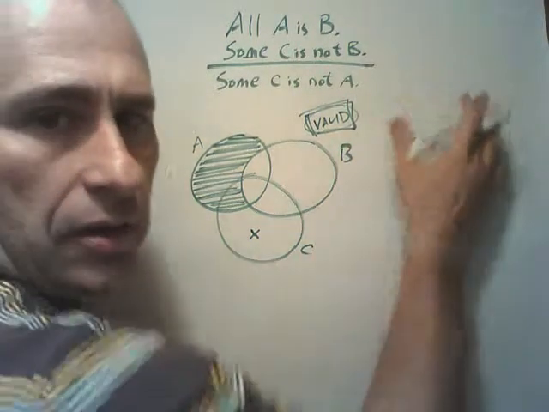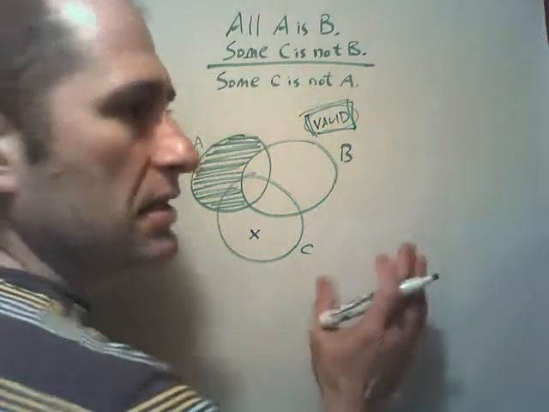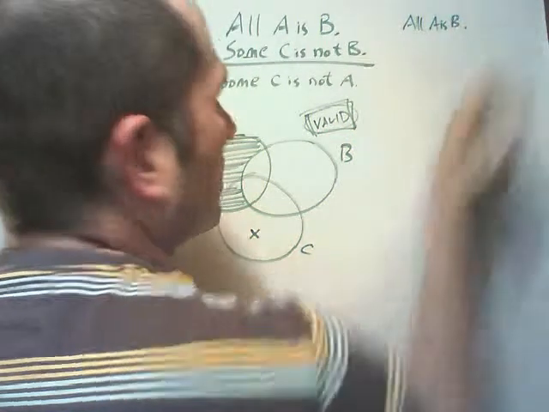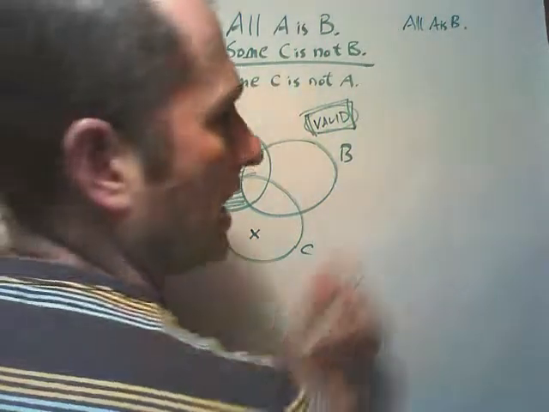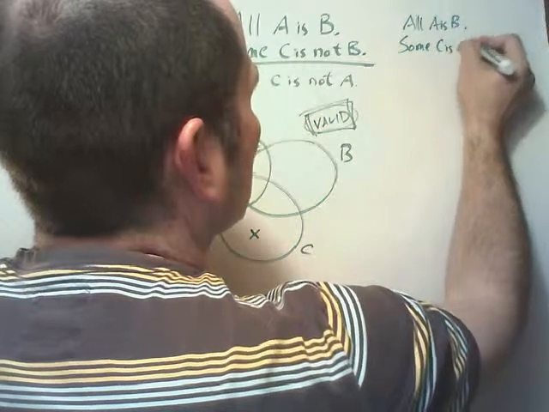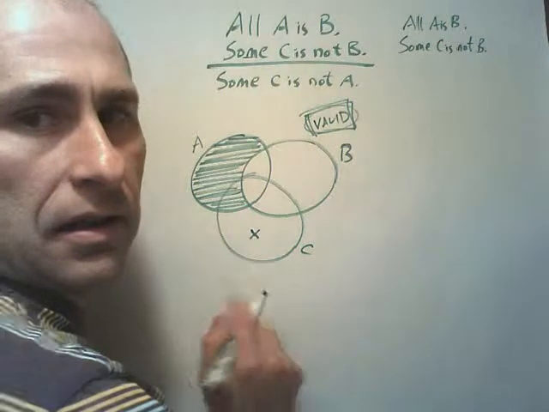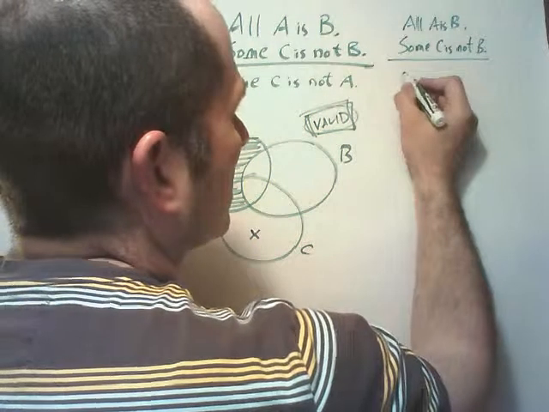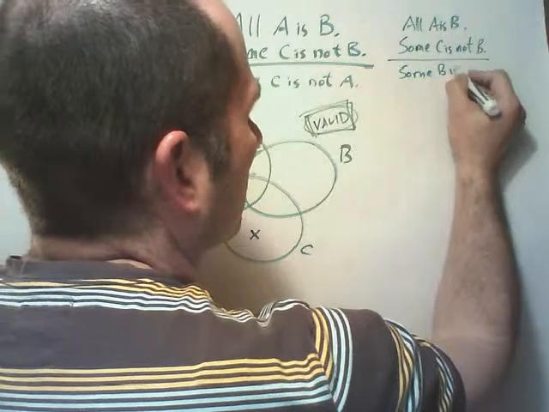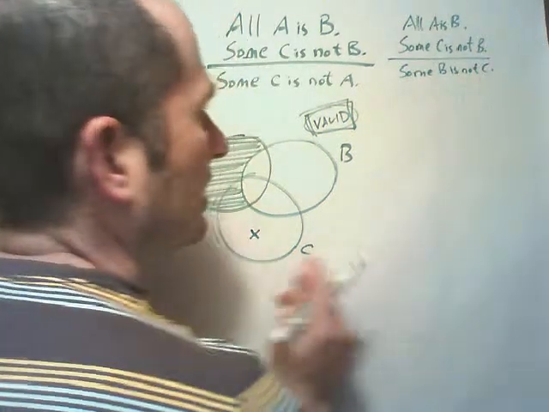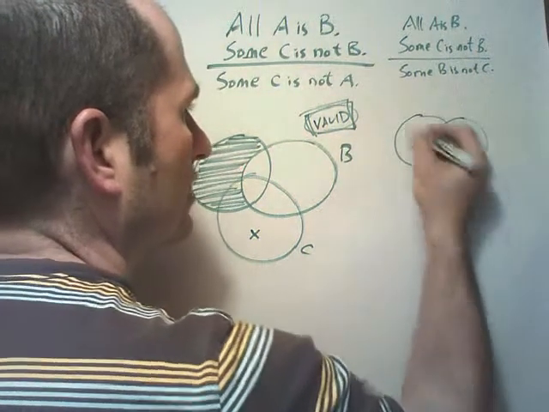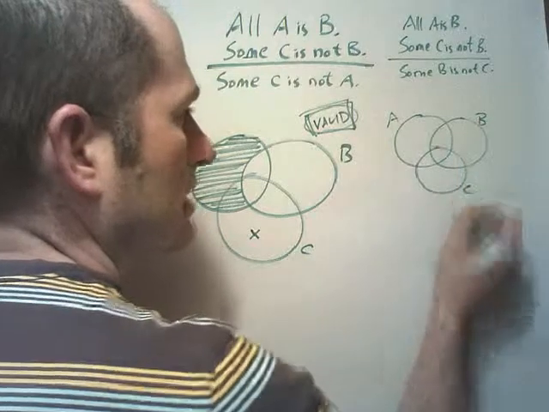Now on this side over here, I'm going to do it smaller, but let's switch it up a little bit. Let's keep this the same. All A is B. Okay? And I'm going to go ahead and put some C is not B. And then we're going to say the conclusion is some B is not C. Did this follow? Well, let's draw the three circles, A, B, C.